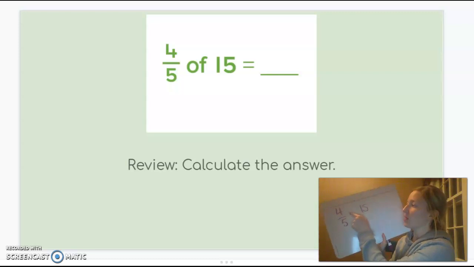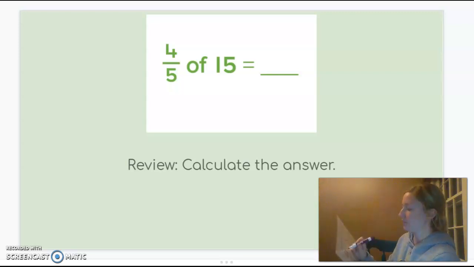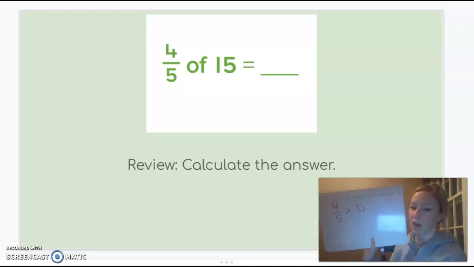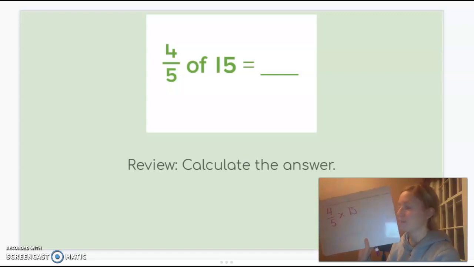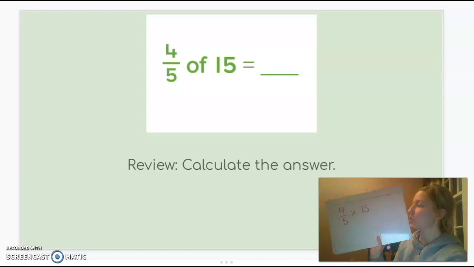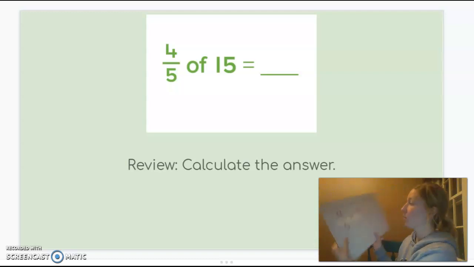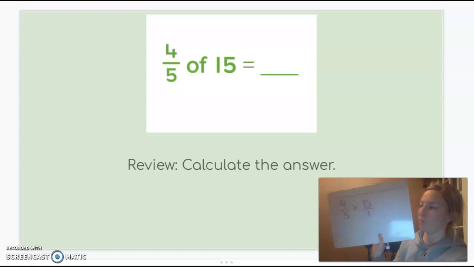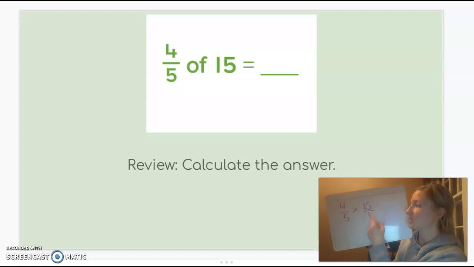Now you can imagine that "of" is just representing a multiplication sign. If that's easier for you to think of, go ahead and fill that in. So now I've got 4/5 multiplied by 15. In order to multiply that fraction, all I need to do is change this into a fraction as well. So I need to represent 15 wholes, or 15 ones. See, I didn't change that numerical value at all. That still represents 15. I just made it into a fraction.